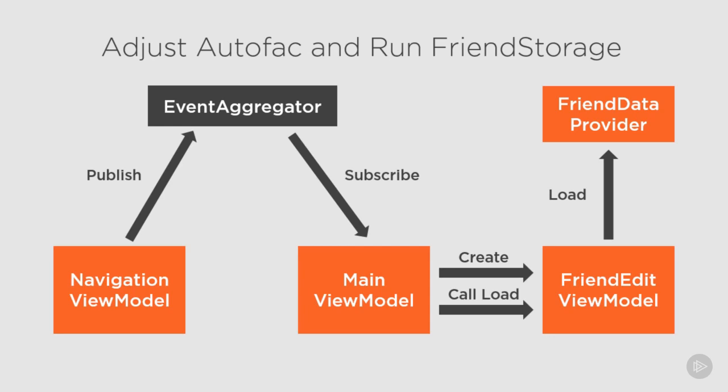We have tested everything with our unit tests, and now we can run the friend storage application. To do this, we need to adjust the Autofac container, because the container does not yet know about several classes. We need to add the event aggregator, the friend-edit view model, and the friend data provider. So let's add these classes now to the Autofac container, and then let's run the friend storage application.